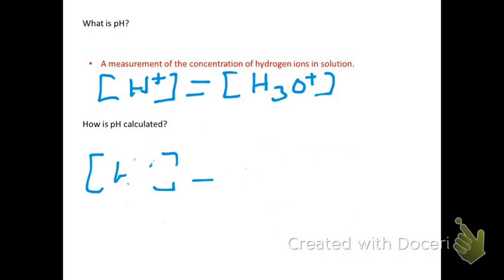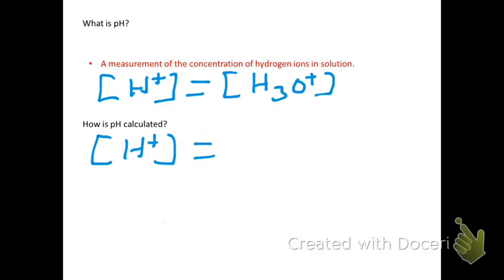So let me give you an example. Let's say that you have an H plus concentration of 1.0 times 10 to the minus 6. Now we've got to find the pH.